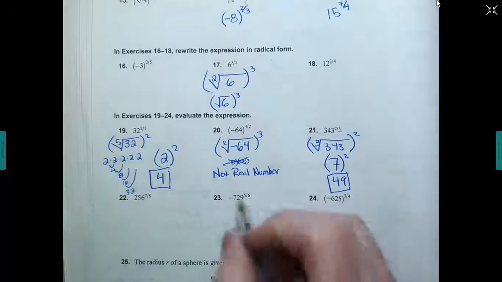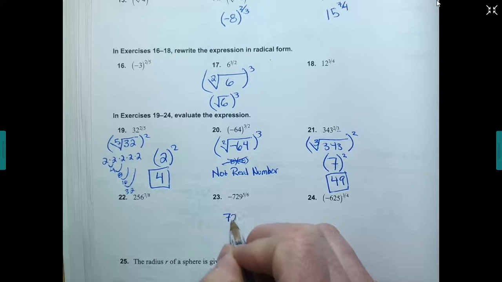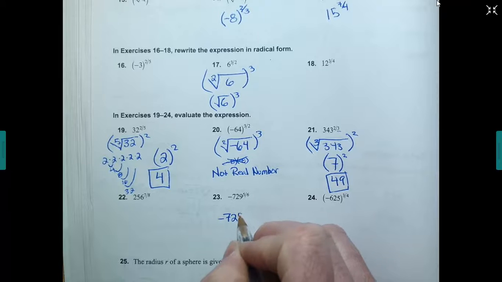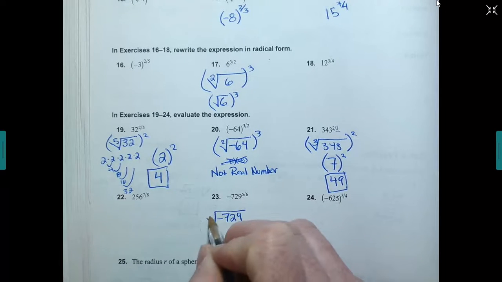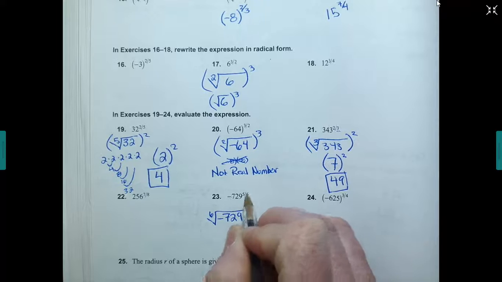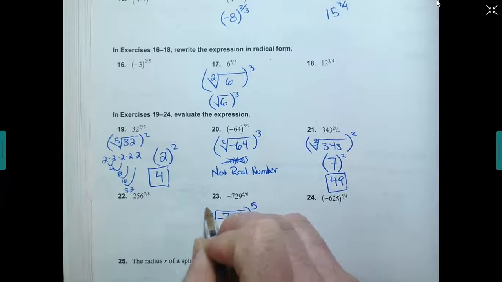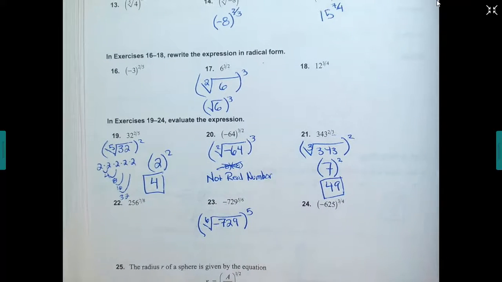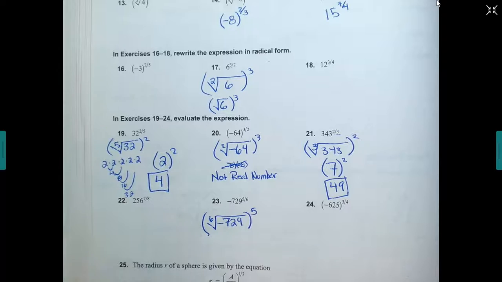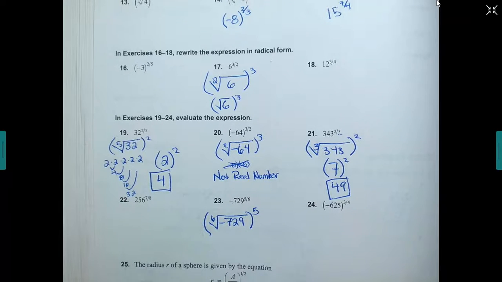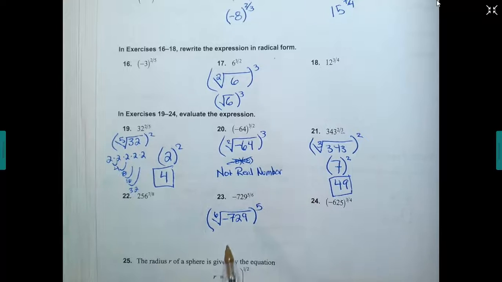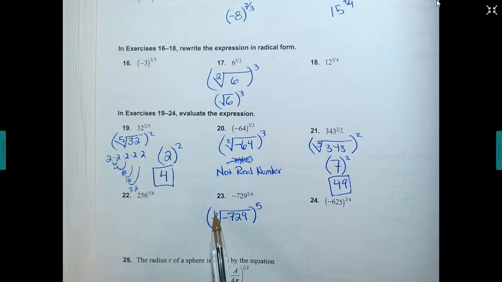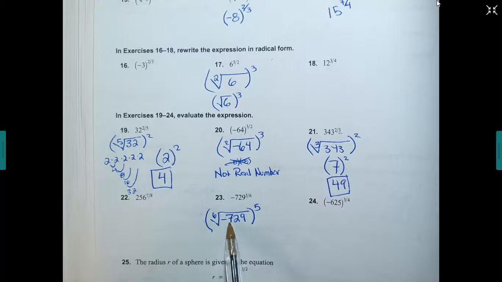Let's go down to 23. Oh, look, I have another negative. Negative 2, 729 to the 6th and the 5th. Wait a second. That can't be possible. I can't have an even number and come up with a negative.